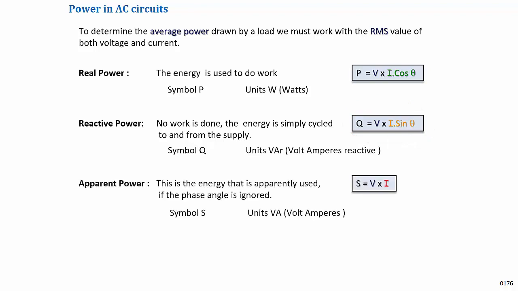The apparent power is the energy that is apparently being used if the phase angle is ignored, symbol S, unit volt-amperes. This is obtained by multiplying the RMS values of the voltage by the current. The highlighted box shows that apparent power S is equal to the voltage V times the current I.